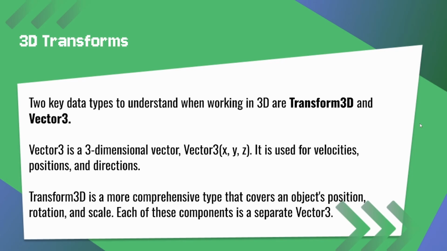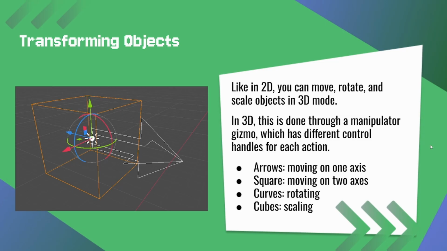Each Node3D will have a Transform3D, which defines its own position, rotation, and scale. So it's similar to Node2D in the sense that every 3D node has these three values. Like in 2D, you can move, rotate, and scale objects in 3D mode, and this is done using a manipulator gizmo, which has different control handles for each action.